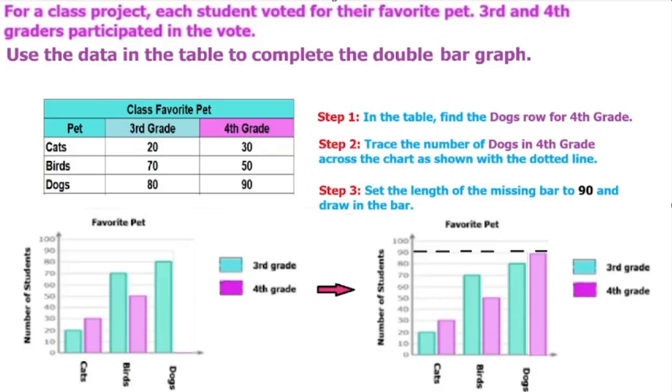So there's the bar. So you draw it in as purple and you make it reach the 90 dotted line. And that's how you do that problem. So it's not very difficult. It looks complicated, but it isn't very difficult to do.